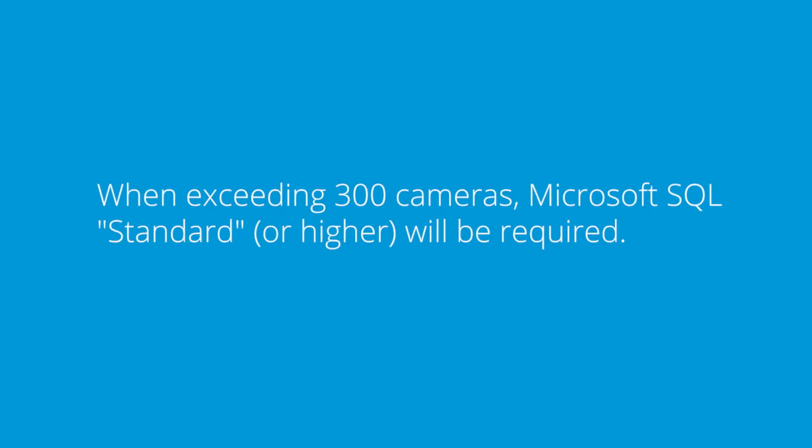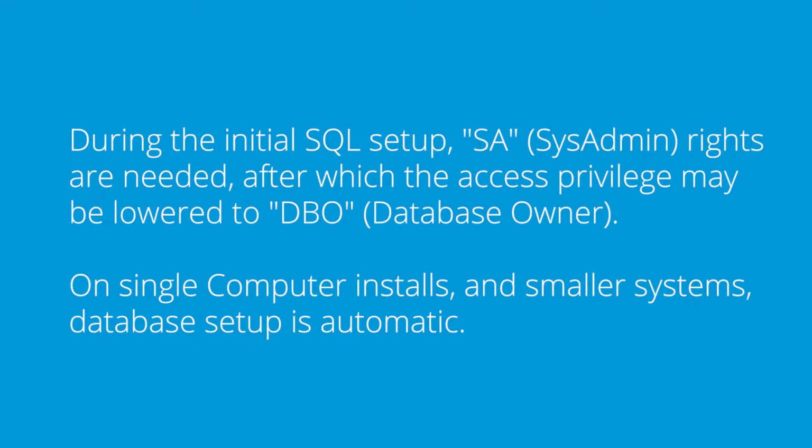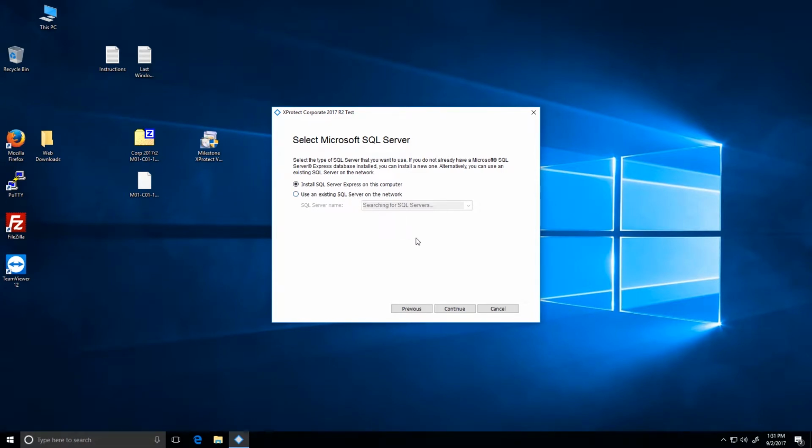If you anticipate your system growing beyond 300 cameras, you'll need to have Microsoft SQL Standard or above installed and running on either this machine or elsewhere on the network, and you'll define that server information here. For these situations, you'll need to have database administrator rights during the installation process while the database is created, after which the privileges may be lowered. For this demonstration, however, we'll say the system's going to stay under 300 cameras and just go with the built-in SQL Express installation.